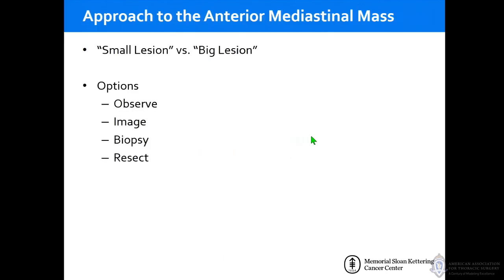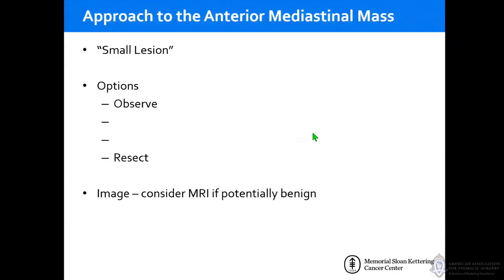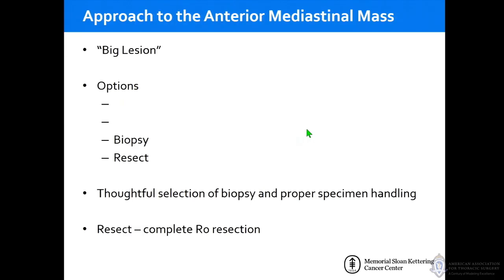So I'll just summarize the approach to the anterior mediastinal mass. I think it's useful to think about it in terms of small lesion versus large lesion. Your options are observe, image, biopsy, or resect. If it's a small lesion, really it boils down to whether you want to observe this or resect it. And if you think that it might be benign, it may be helpful to consider additional imaging, in particular MRI.